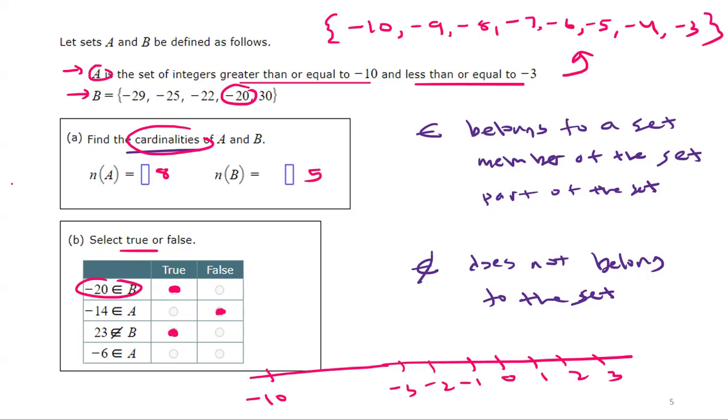So that's true. And then the last one, -6, is a member of A, and that's true. Here's -6, right? It is a member of A, so that's true. Okay, hopefully that helps.